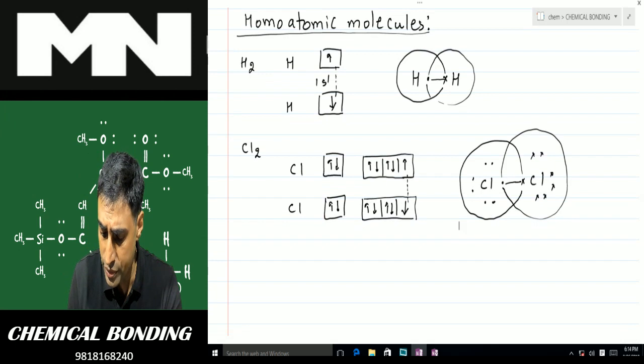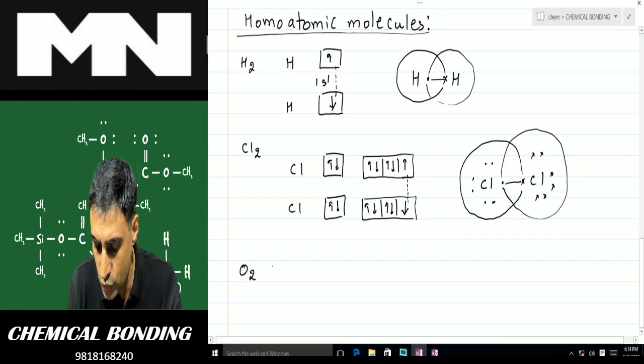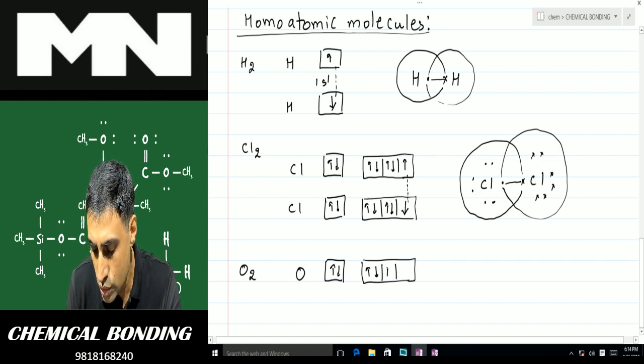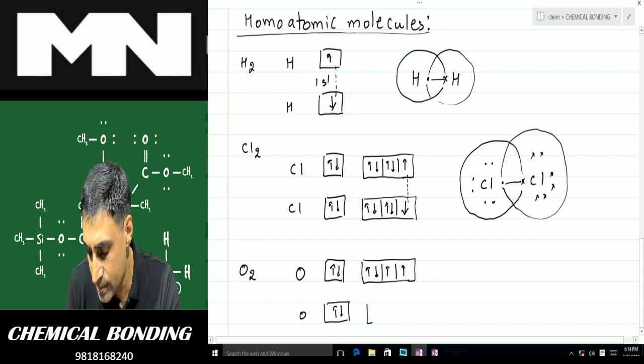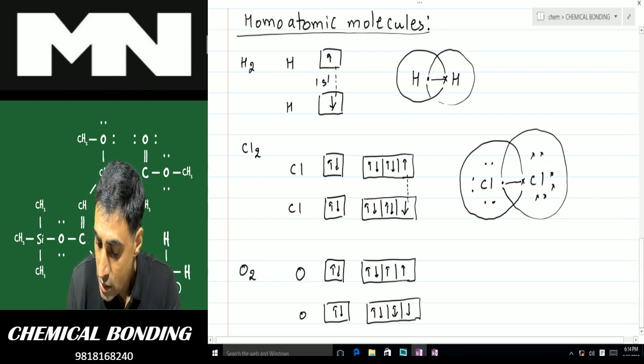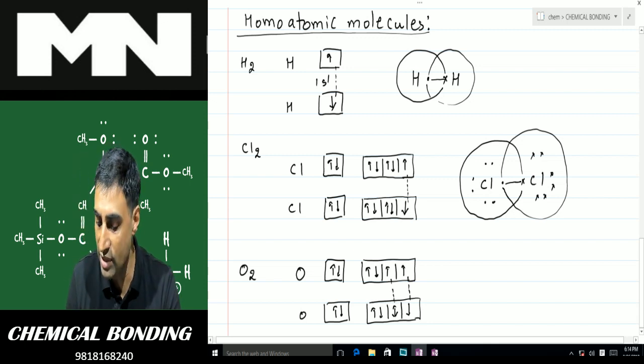Likewise, we can see one more molecule. Now suppose I am talking about oxygen, O2. Oxygen has 2 electrons in the valence s and 4 electrons in the valence p, so 1, 2, 3, 4. Another oxygen atom again has 2 electrons in the valence s and 4 electrons in the valence p, 1, 2, 3, and you have to draw the opposite spin. So this is opposite spin. There is attraction among these two electrons, and attraction among these two electrons. So the oxygen atoms will have a double bond.